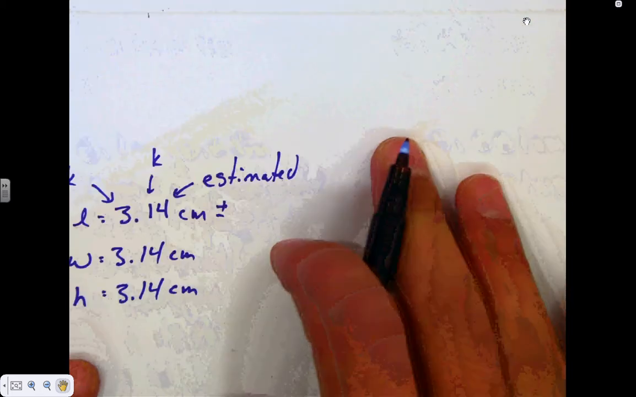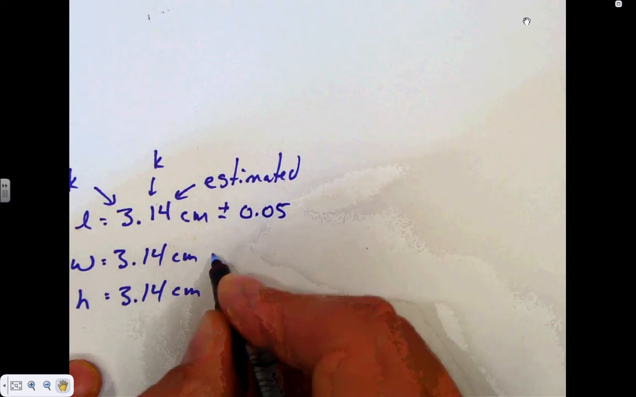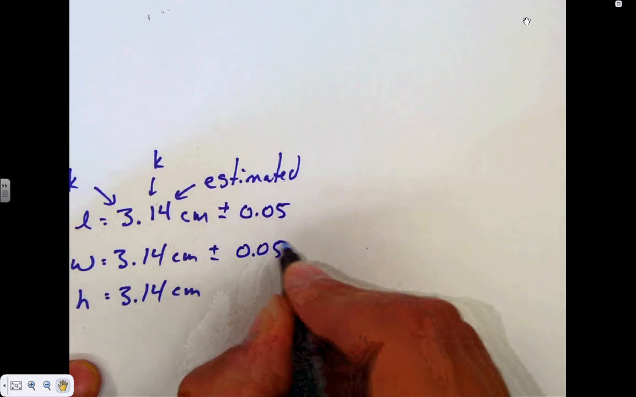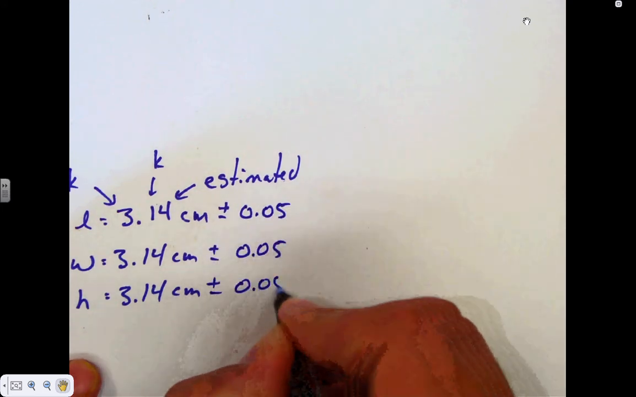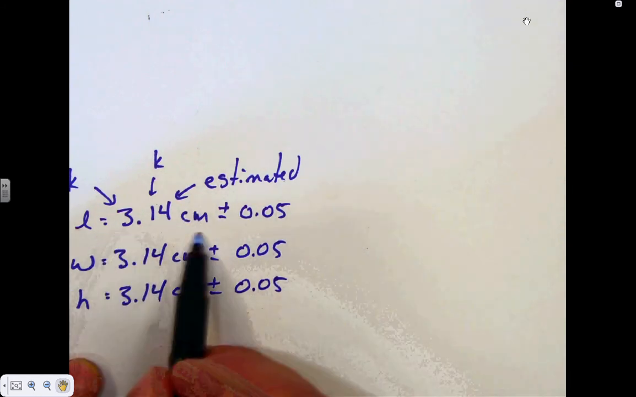All right, so we're going to add that on to each one of our values: plus or minus 0.05, plus or minus 0.05, and plus or minus 0.05. I'm not sure exactly what convention you're supposed to use, but this would be fine.